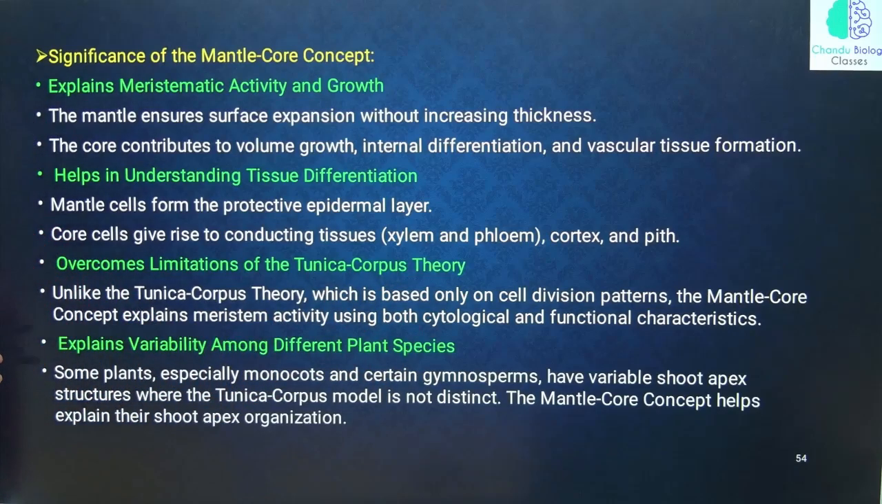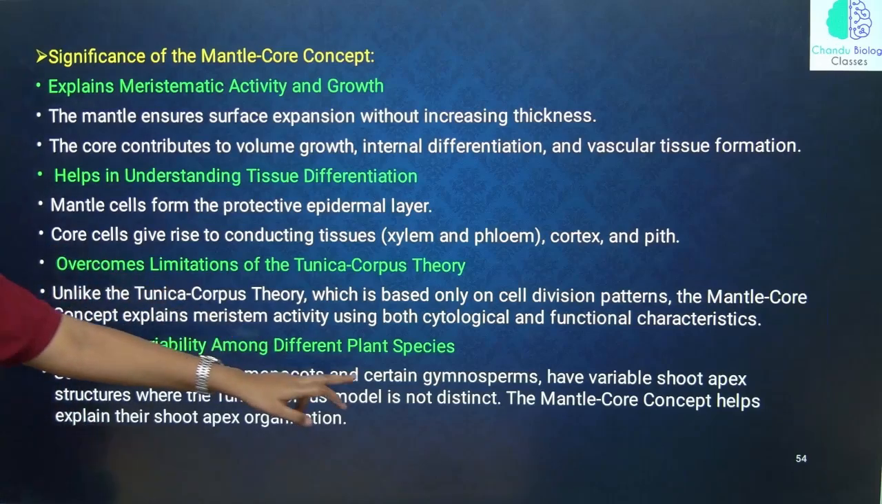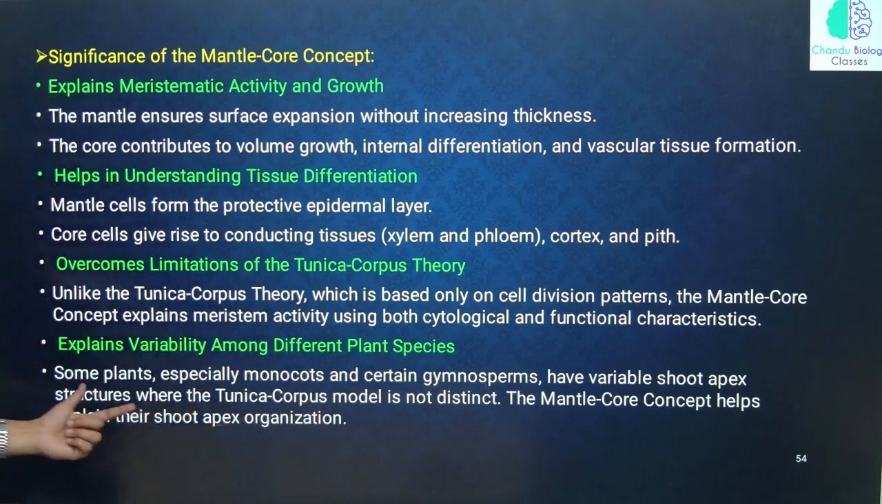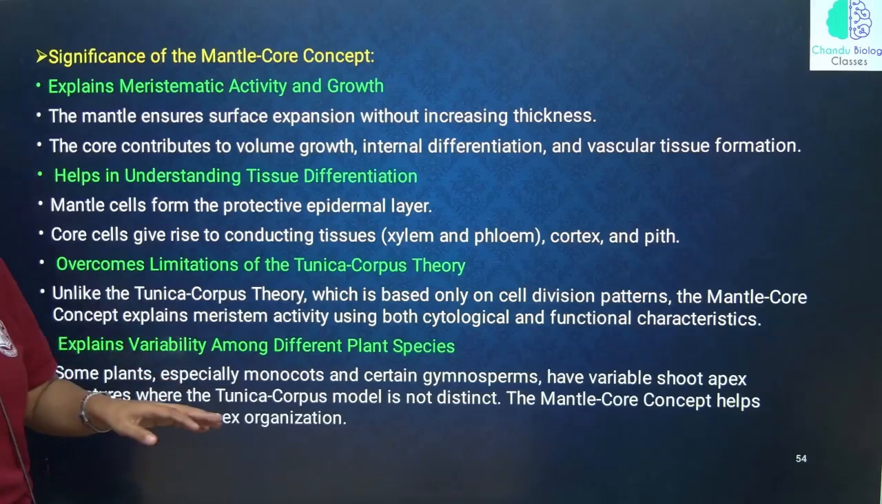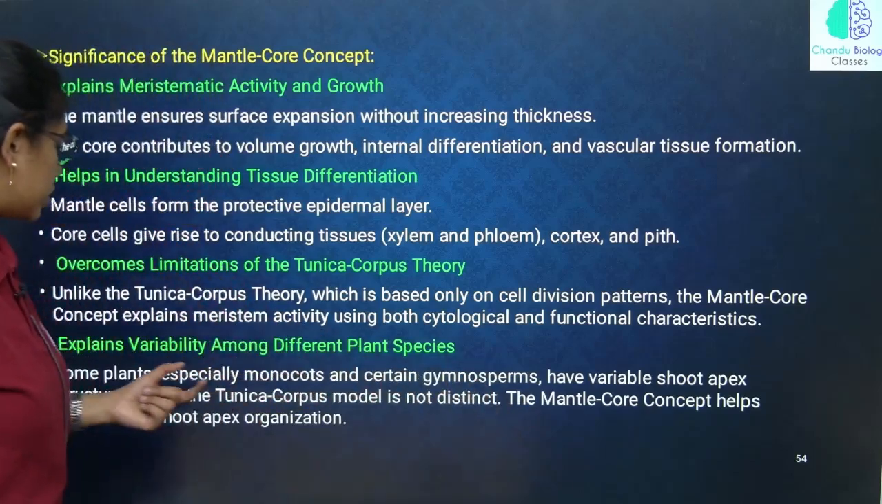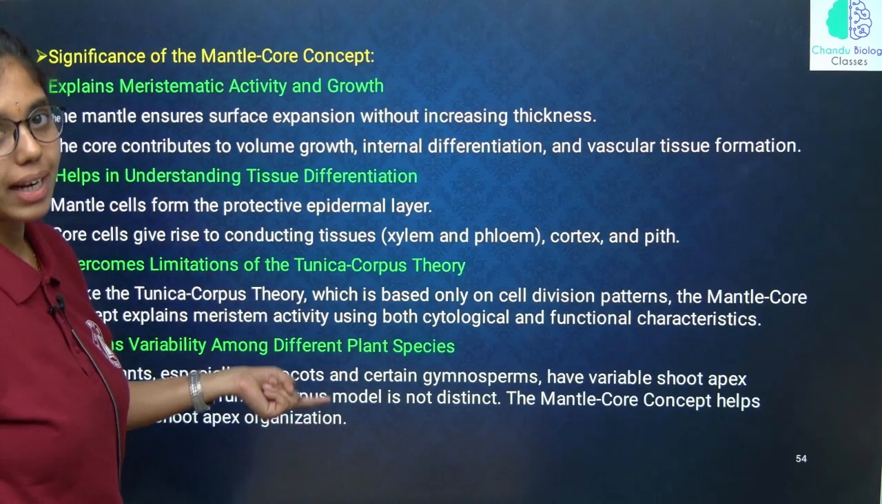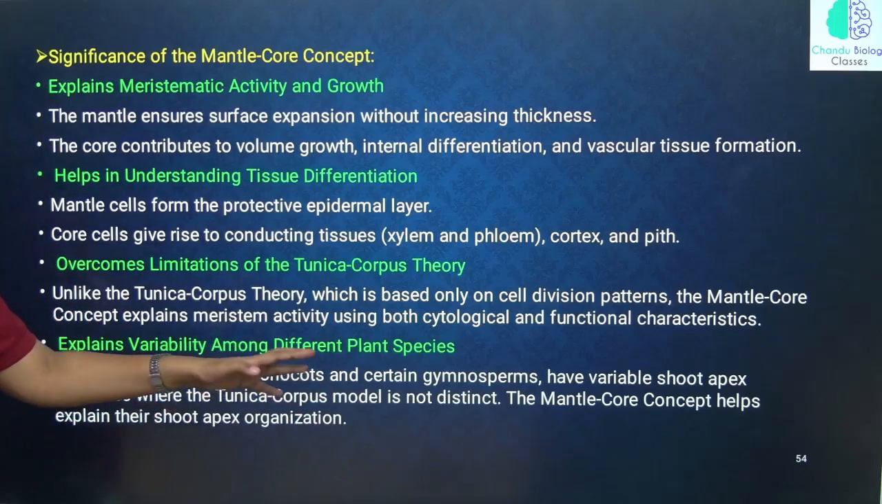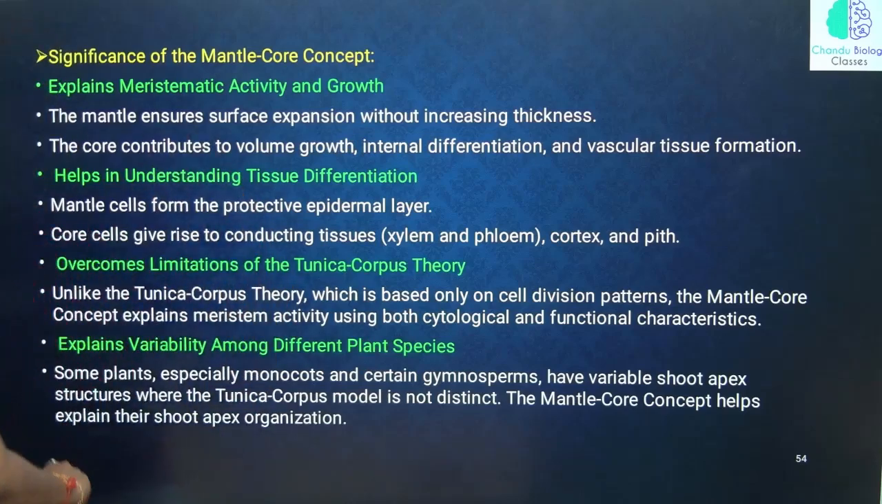Then it explains the variability among different plant species. For example, some plants, especially monocots and certain gymnosperms, have a variable shoot apex structure where the Tunica-corpus model is not distinct. But the mantle-core concept helps to explain their shoot apex organization. Okay? So, the mantle-core concept explains shoot apex organization.